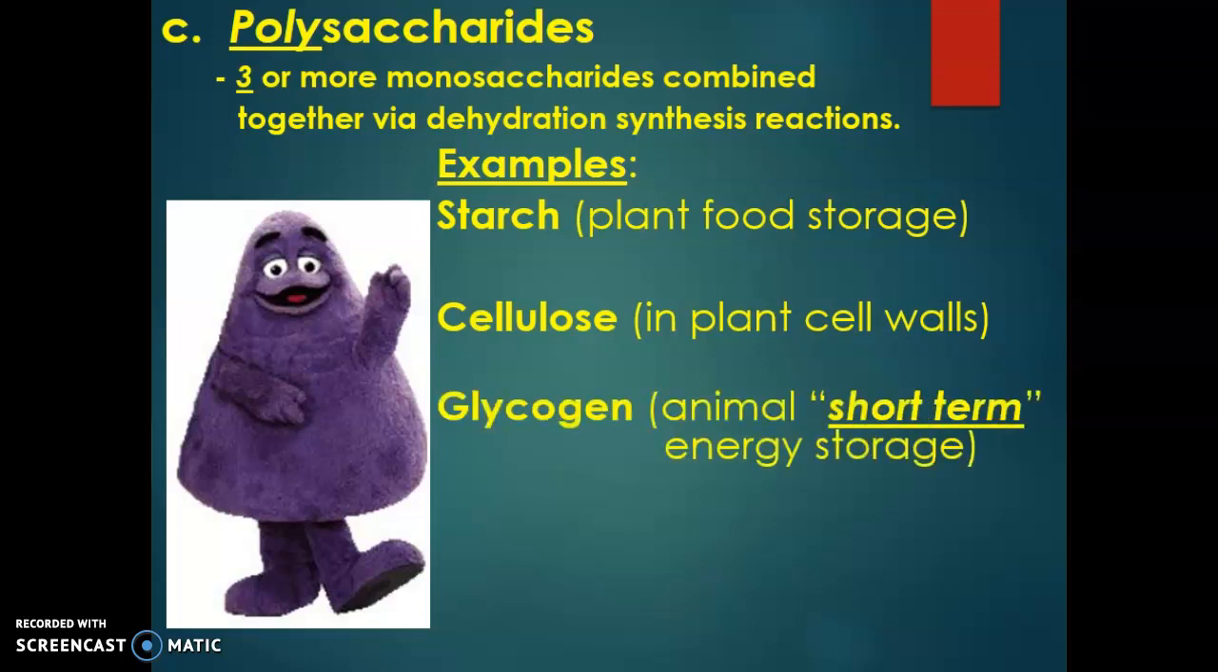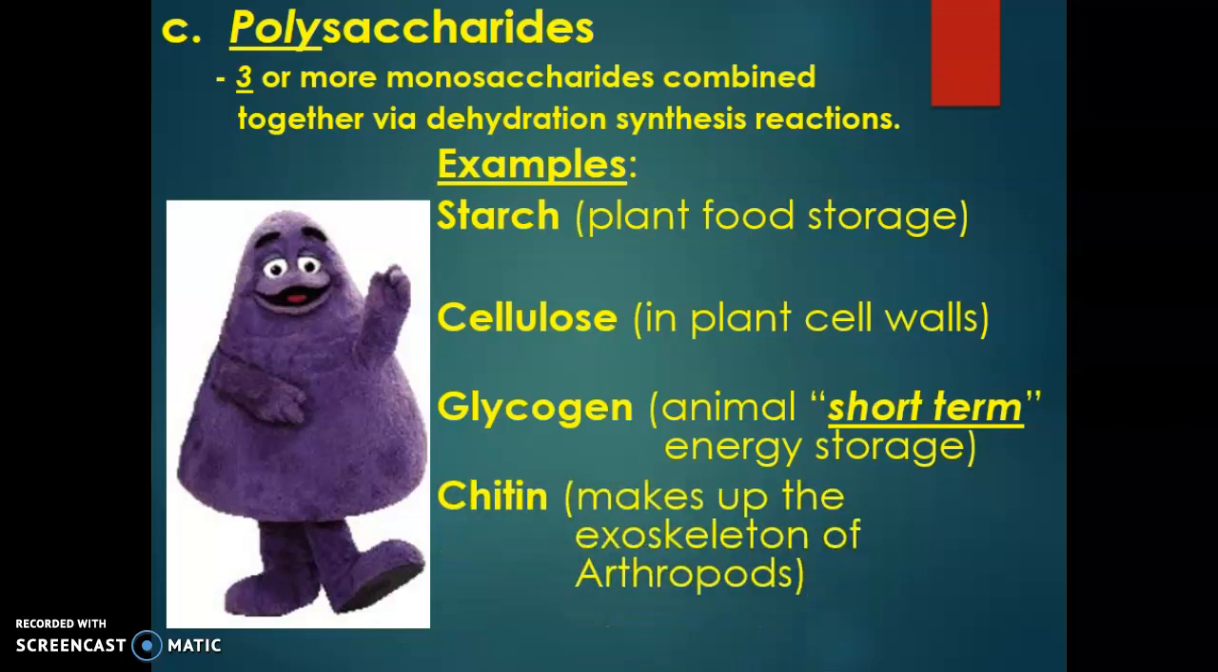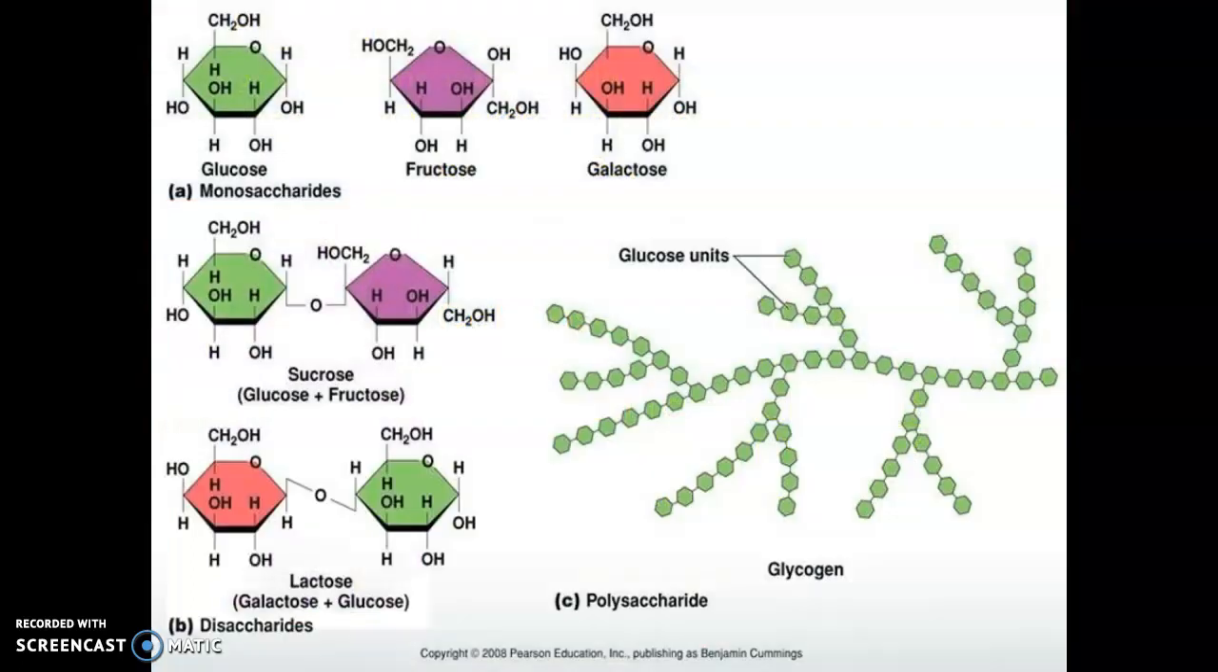Then we have glycogen, which is how animals, such as you and I, will store energy short term. Mainly this glycogen is stored in your liver. If you don't use it after a certain amount of time, it'll be converted into fat, which is our long-term energy storage. And the last example is chitin. This makes up the exoskeleton of arthropods, so lobsters and insects. It is a highly woven carbohydrate mixture with a little bit of what we call amino groups, which are going to be familiar to you once we get to our protein unit.